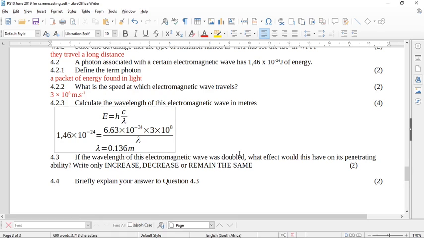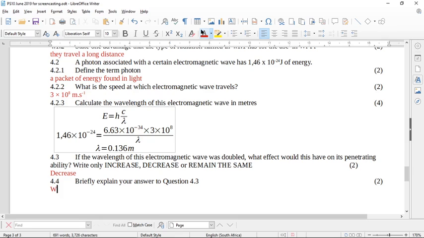So if the wavelength gets bigger, the energy is actually going to decrease, because the wavelength and the energy are inversely proportional. So it says, briefly explain your answer. This is only 2 marks, so you don't have to write a long explanation. But make sure that you don't put it in your answer. I don't want to see any 'its'. I want you to use all of your words.